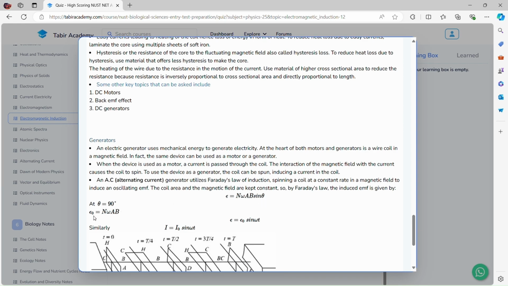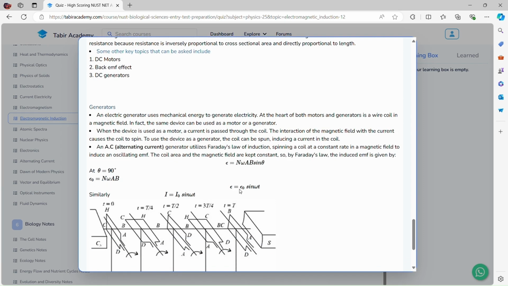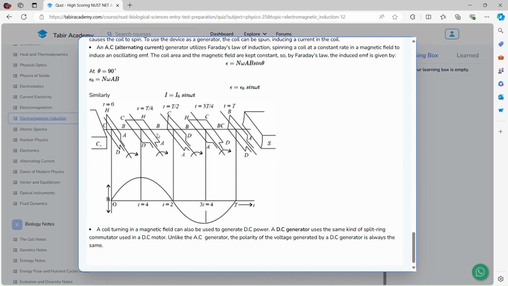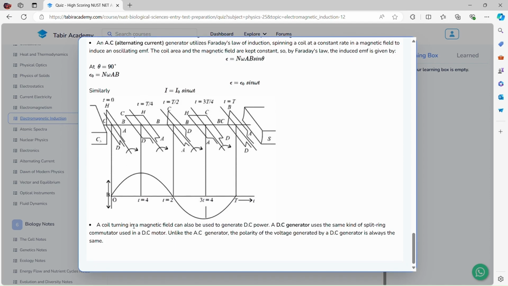At theta equals 90, epsilon naught equals N omega A B. Therefore, epsilon equals epsilon naught multiplied by sine omega t. I equals I naught sine omega t. You can refer to this graph as well.